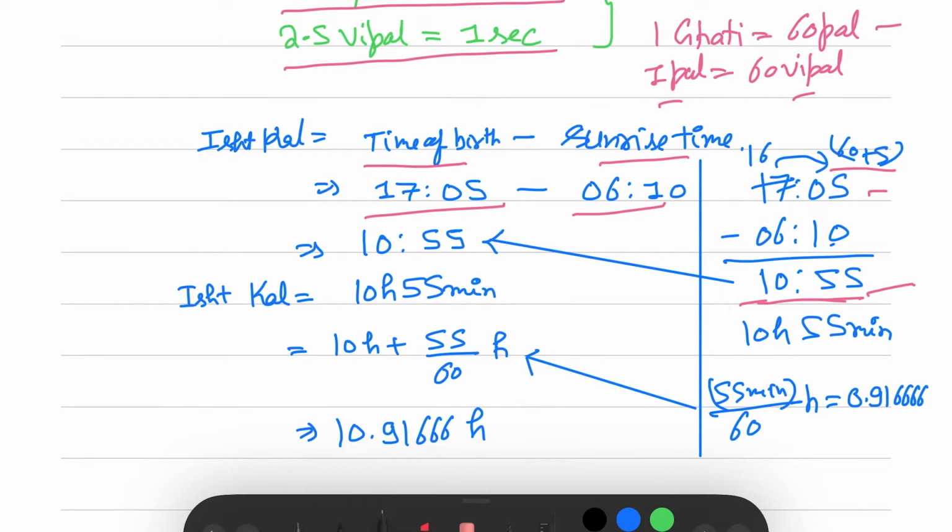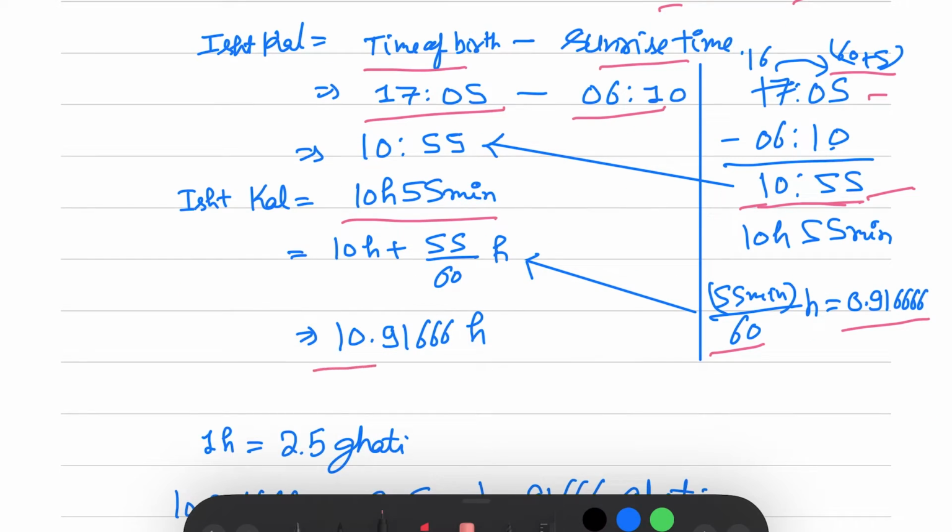Since we need to calculate in ghati, pal and vipal, we will convert it into hour units only. 10 hours 55 minutes can be 10 hours directly, and 55 minutes can be converted by dividing by 60. So it is 0.916666. So we can write 10.91666 hours for 10 hours 55 minutes.